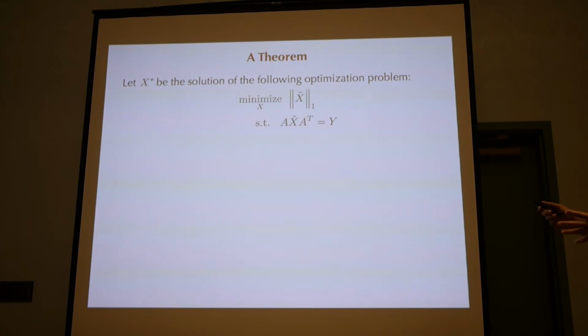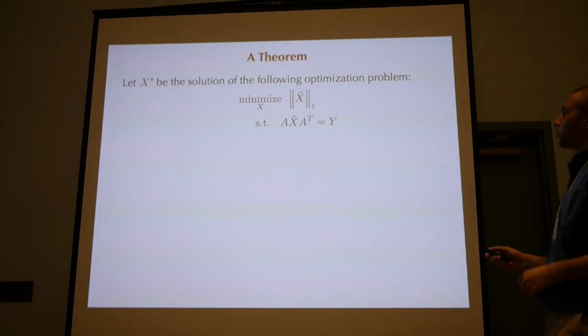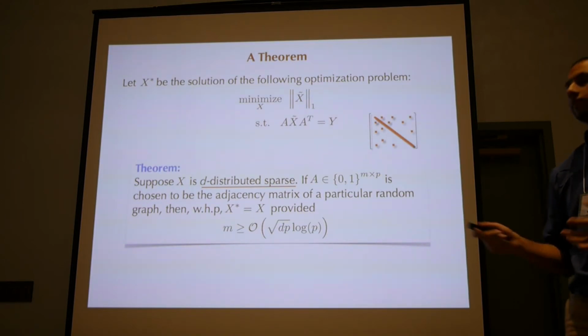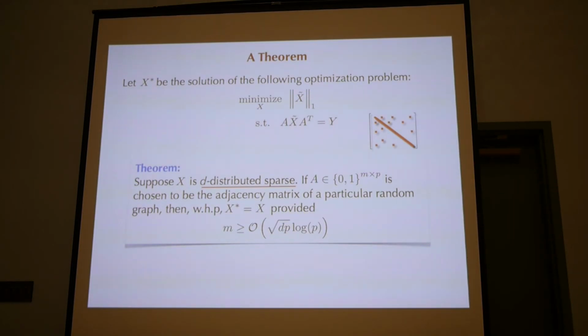But the basic idea is that we have the following theorem, and I'll try to extract the important information here. The first thing is, suppose X is d-distributed sparse. Recall that just means X looks like this. If you pick a sparsity pattern at random, then it will look like this. I don't want to quantify that more precisely, but you can prove that it will look like that. And if A is chosen in a particular way, which I'll describe later, then X can be recovered exactly. So you have this sparse matrix that can be recovered exactly from solving this very simple L1 minimization, okay?